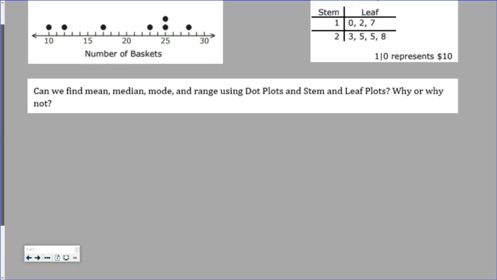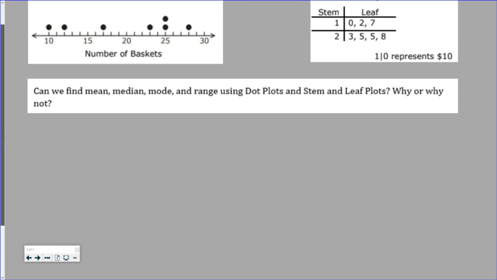The next question we talked about was, can we still find mean, median, mode, and range using dot plots and stem and leaf plots? Why or why not? So I want you to pause the video again and answer that question on your own. Can we still find mean, median, mode, and range using dot plots and stem and leaf plots? Why or why not?